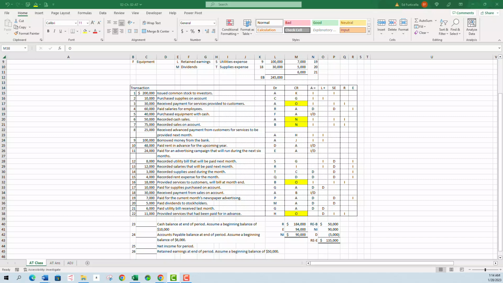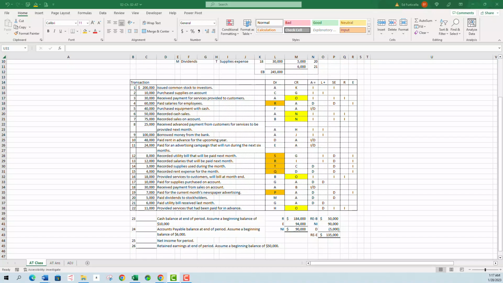The next question asks you to determine the net income for the period. Well, you know that net income equals revenues minus expenses. In this problem, you had two revenue accounts. You had letter N for sales and letter O for service revenue. So to get your total revenues, you'll add up all the N's and all the O's. You'll notice that all revenue accounts just have credit amounts posted to them. So when you add up your revenues, you have $184,000 in revenues.